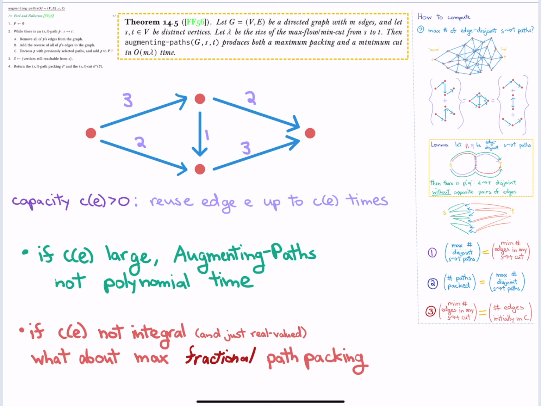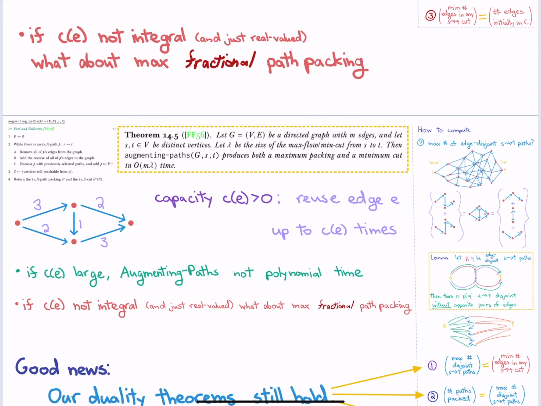Another issue is, what if those capacities aren't integers, like 0.5, 0.3, and now you're allowed to do fractional path packing. So I'll send 0.1 units along this way, 0.2 units along that way, stuff like that. That also we need to address, right? And it also destroys the whole lambda thing.